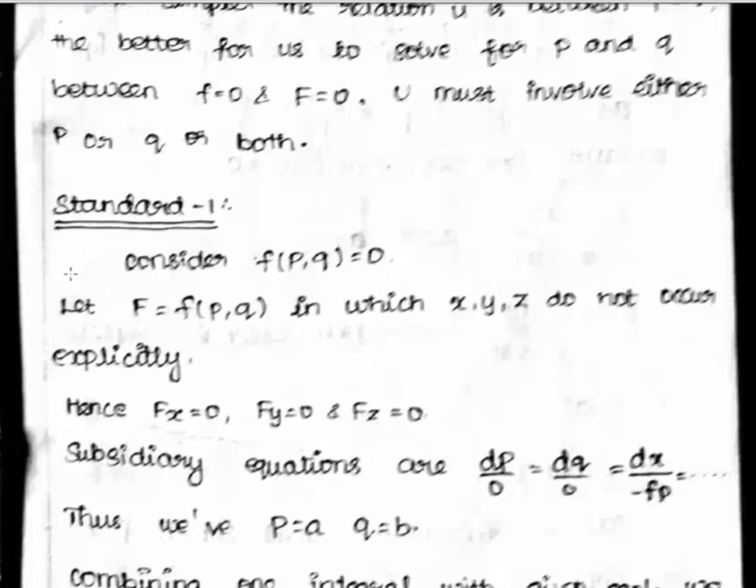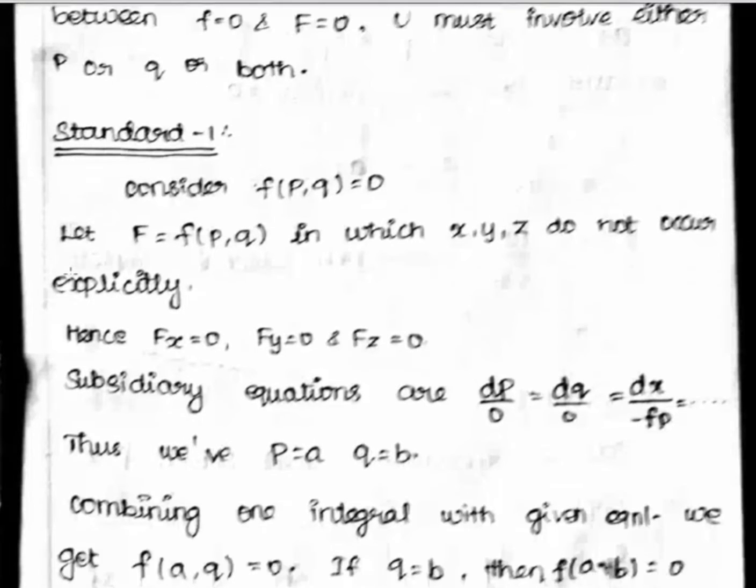By the same way, you have to standardize the formula for Charpit's method here. So the first type is of p and q only. If it is of p and q only, then differentiating with respect to x, y, z, all the terms are 0 because it contains only p and q. So you have to integrate dp by 0 equal to dq by 0.